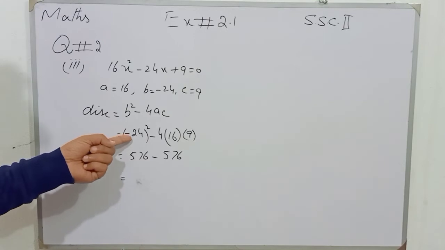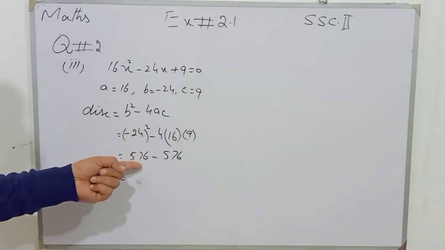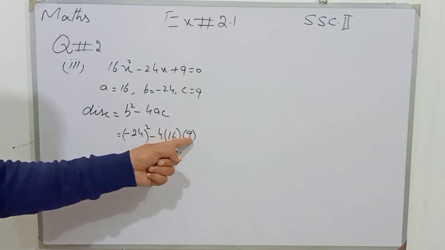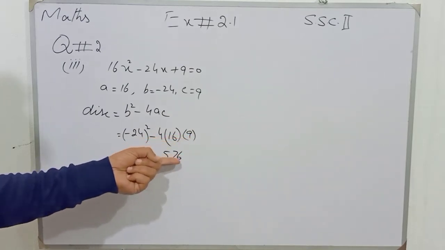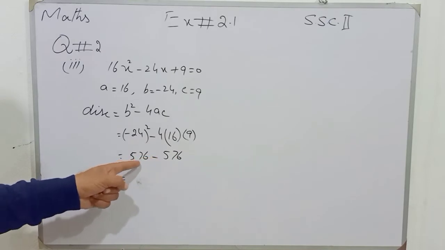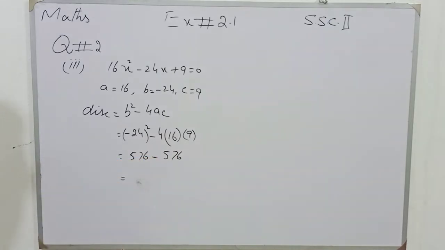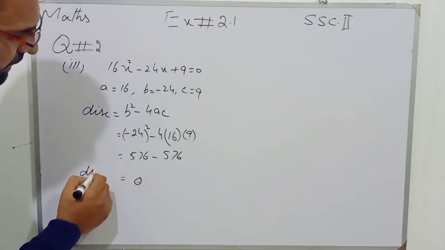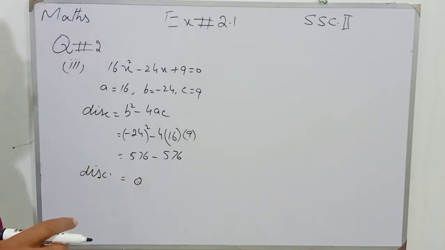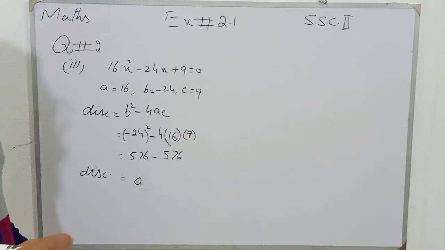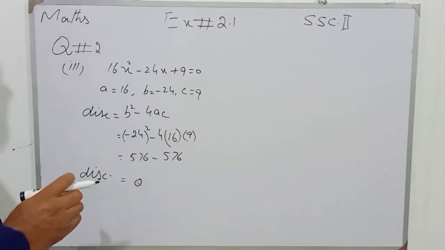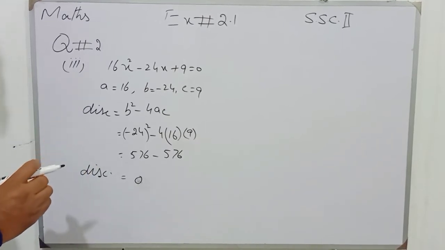Students, the square of minus 24 is 576, minus when you multiply 4, multiply by 16 and multiply by 9, we will have 576. Subtract 576 from 576, so the answer will be 0. Our discriminant is 0. It means that our roots will be equal and rational. Now we have to verify that our roots are equal and rational.